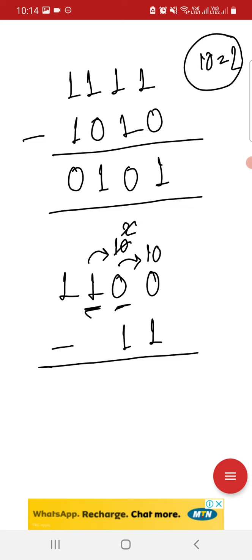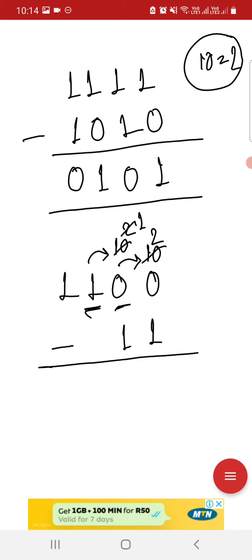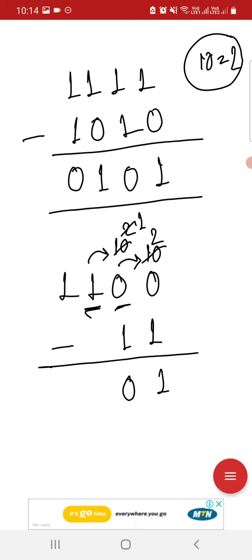That means this will be 1 and this will be 2. 2 minus 1, that is 1. 1 minus 1, that is 0. And when you take a borrow from that digit, that will be 0. 0 minus 0, that is 0. And 1 minus 0, that is 1.